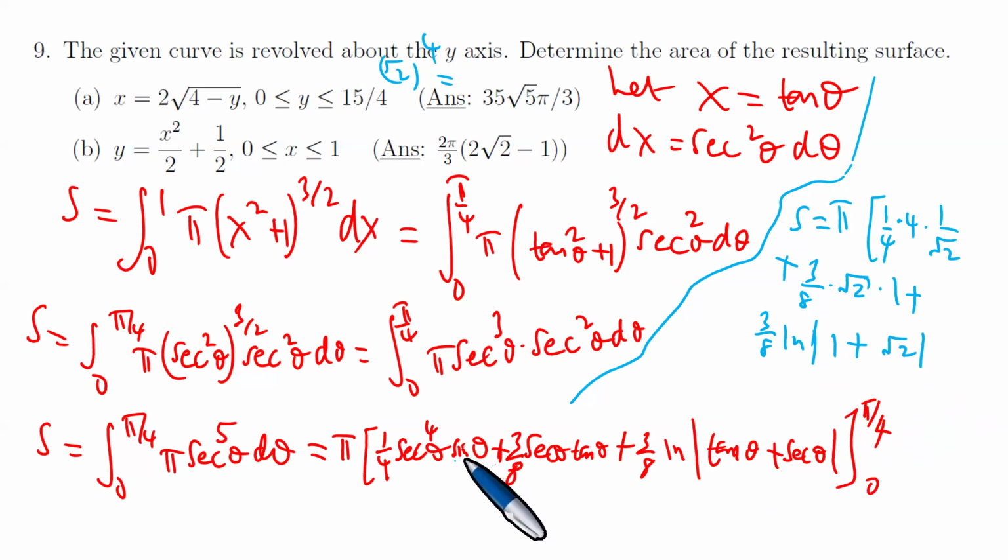Okay, so you put the 0, this is going to be 0. And then it's going to be minus.